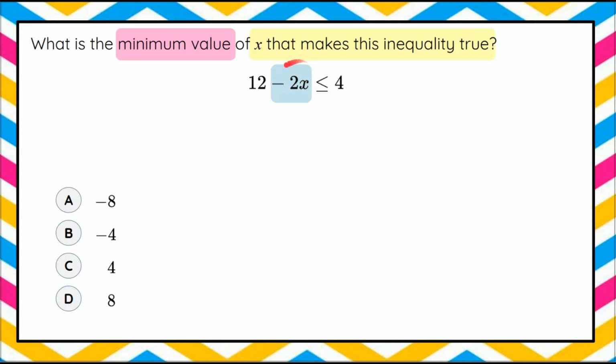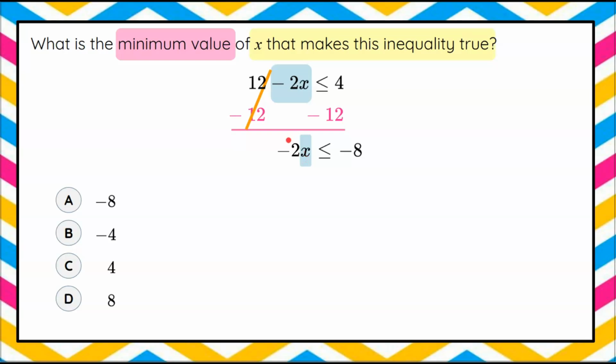So I see that I have a variable term. So first I want to isolate that variable term. I want to get that all by itself. So in order to do that, I have to do the inverse of 12, which means I'm going to subtract 12 from each side because 12 subtract 12 is 0, leaving me negative 2x on the left side of the inequality. So I'm going to write my negative 2x, bring down my inequality symbol, and 4 subtract 12 is negative 8. Now I'm ready to solve for x.